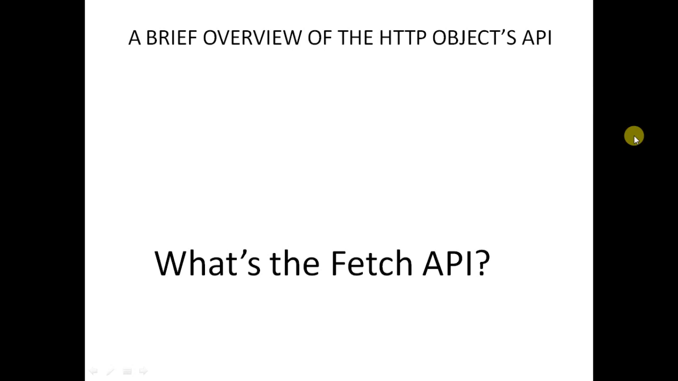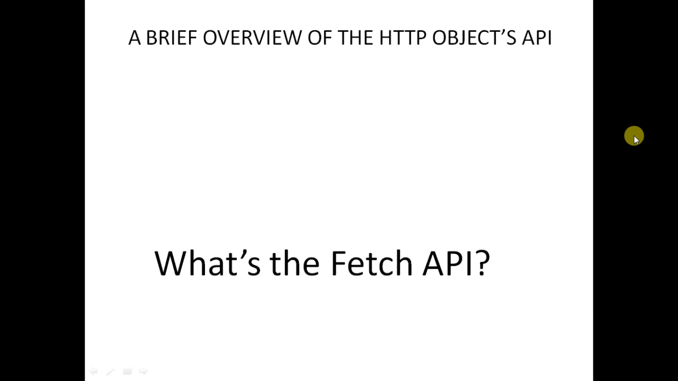Now, what's the Fetch API? There is an effort underway to unify the process of fetching resources on the web. The Fetch API can be used as a replacement for the XMLHttpRequest object. It defines generic request and response objects, which can be used not only with HTTP but also with other emerging web technologies like service workers and the Cache API.